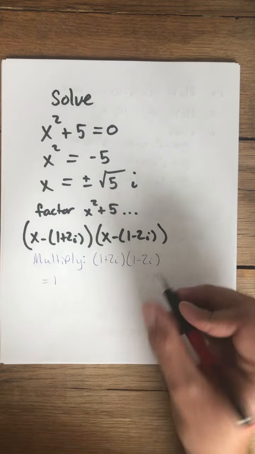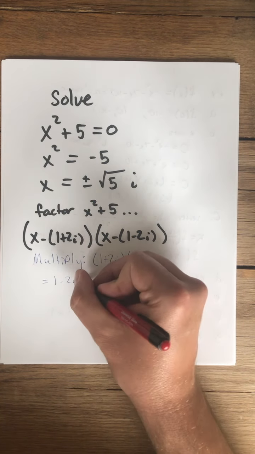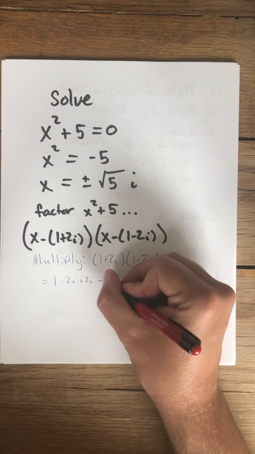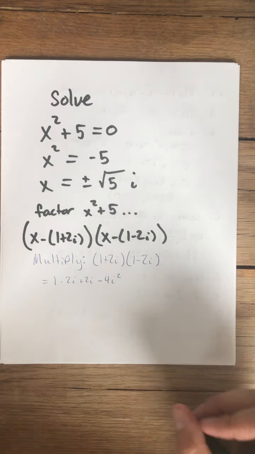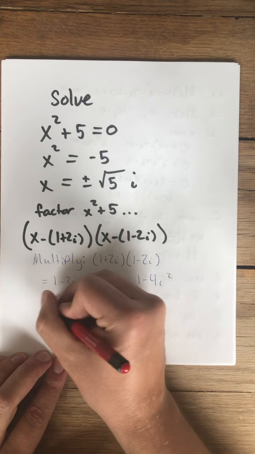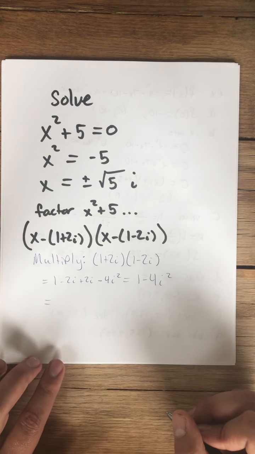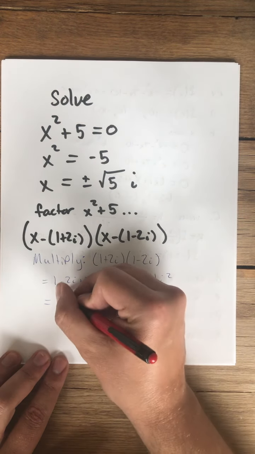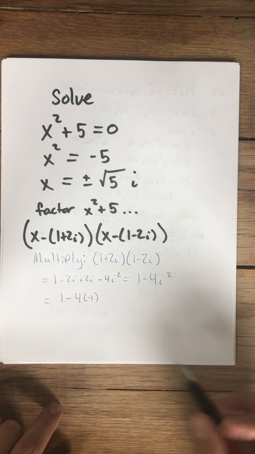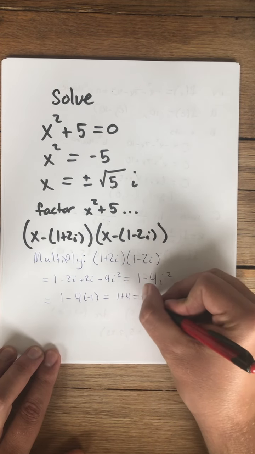1 times 1 is 1. 1 times negative 2i is negative 2i. Positive 2i times 1 is positive 2i. And then 2i times negative 2i is negative 4i squared. So if we simplify that, we're going to have 1 minus 4i squared. Now remember, i is the square root of negative 1. So 1 minus 4 times negative 1. So i squared is just a fancy way to say negative 1. So 1 plus 4 equals 5.